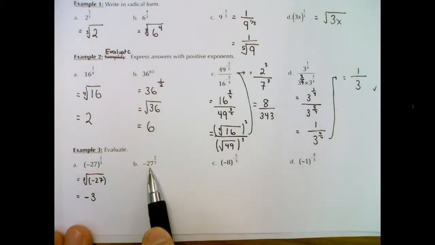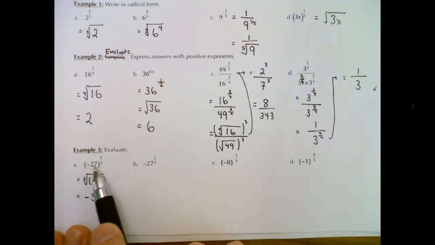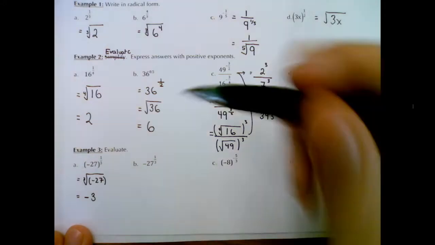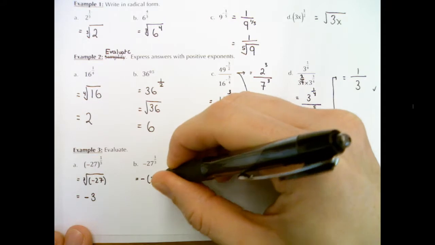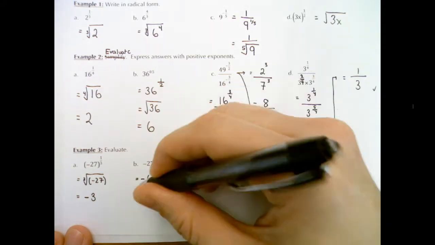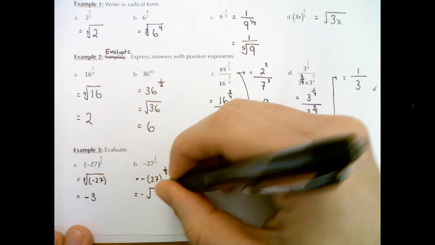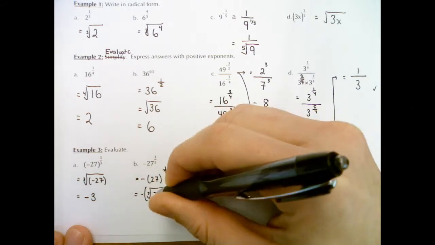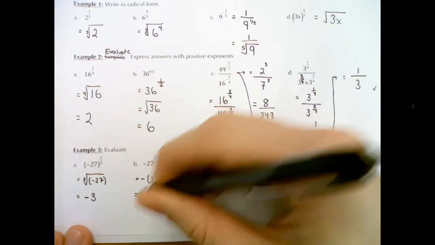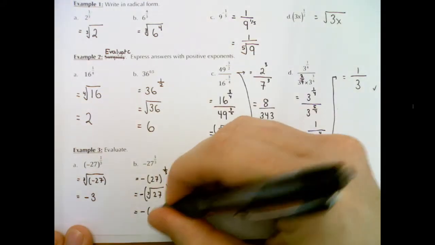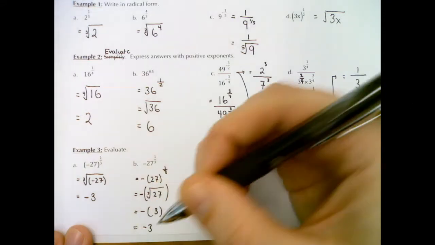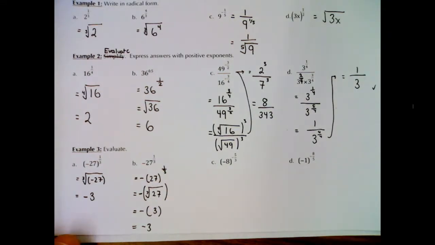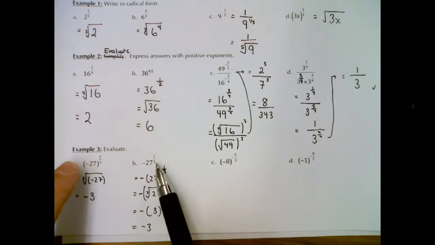How is B different? Well, in B, the base is not negative 27. Negative 27 is the base here because it's all in brackets. In this one, the base is 27. So I'm going to rewrite this. The base is 27. So when we take the third root, we're actually taking the third root of 27. And the negative is still in front. The third root of 27 is 3. Negative 1 times 3 is negative 3. So in fact, we do end up with the same answer, but they are different. Well, the original is different. The answer is the same.